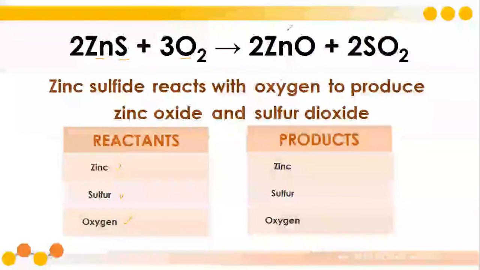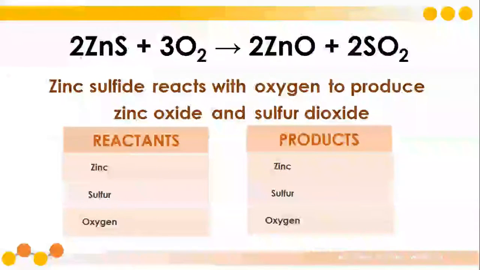And the product side is just the same, because this only involves a chemical reaction. So we have zinc, sulfur and oxygen. Following that, you need to identify how many of each element are involved in the reactant side and how many in the product side. Let's start with the reactant side. How many zinc are included in the reactant side?